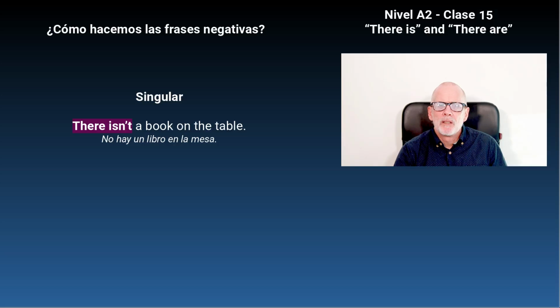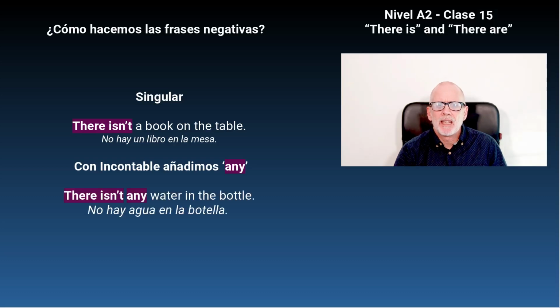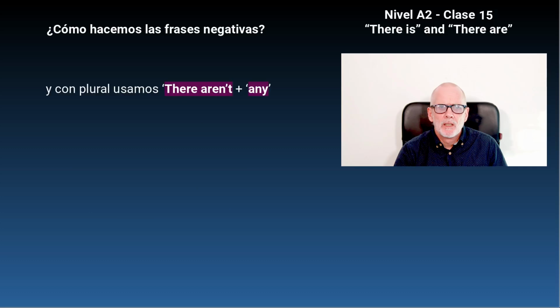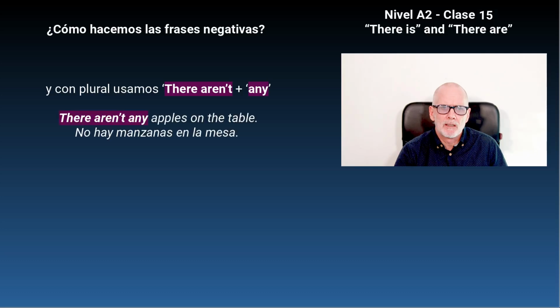Por ejemplo, there isn't a book on the table. Cuando tenemos un incontable, añadimos any. There isn't any water in the bottle. Fíjate que antes vimos que con oraciones positivas usamos some y any podemos usar en negativos. Y también en preguntas que vamos a ver en un momento. Con plural negativo usamos there aren't any. Por ejemplo, there aren't any apples on the table.